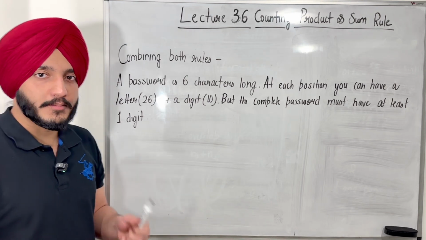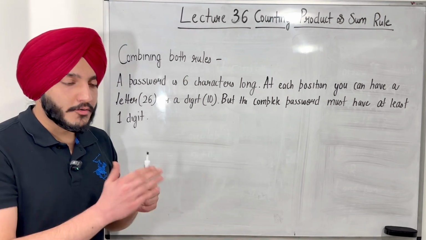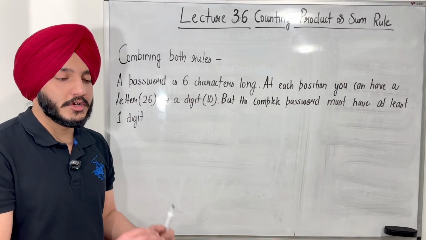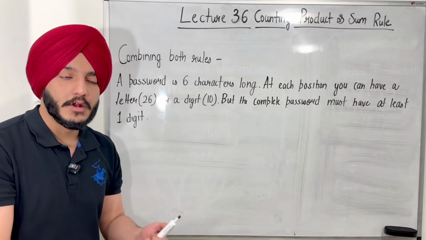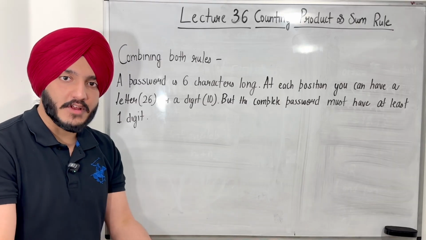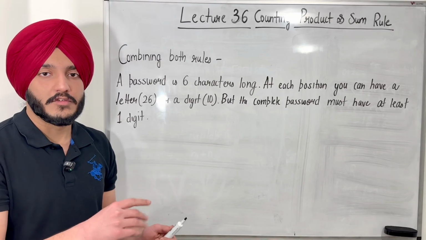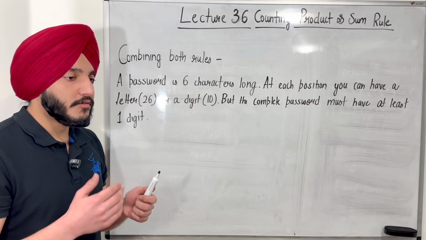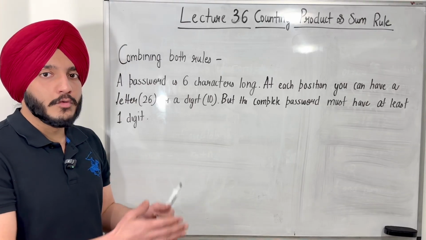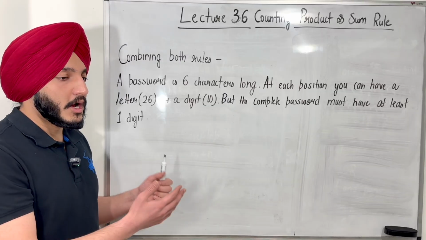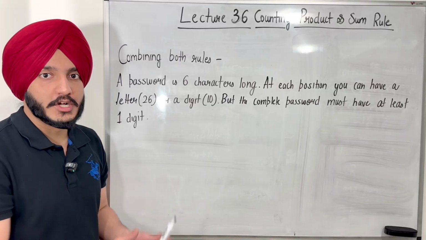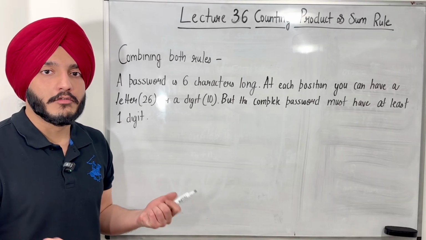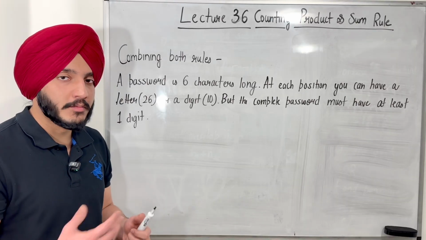Once again, we covered the product rule and the sum rule. In the product rule, you would be asked in a question using "and". So step one and step two you're supposed to do. That means in that case you're supposed to use multiplication. And the second case is if they're saying you have to choose either of these things. So either you can choose, let's say, 4 shirts, or you can choose 3 options of pants. Then in total you would have 4 plus 3. That would be the sum rule.